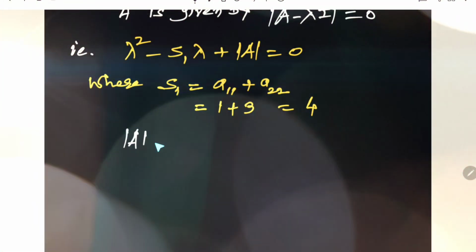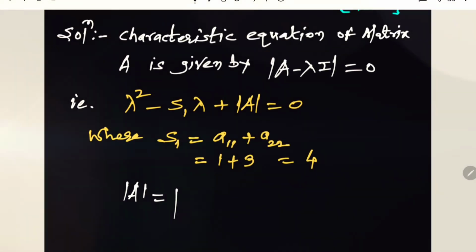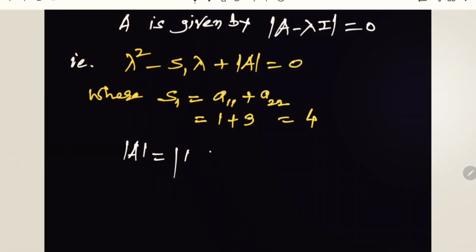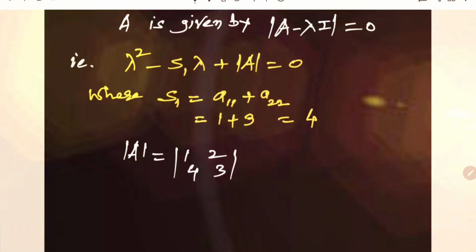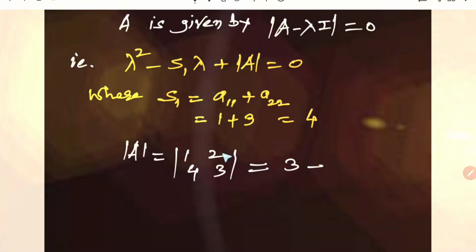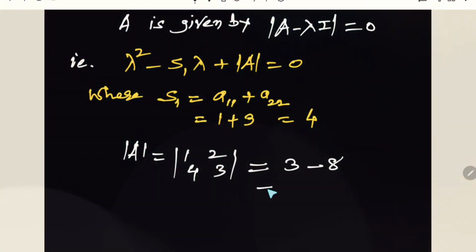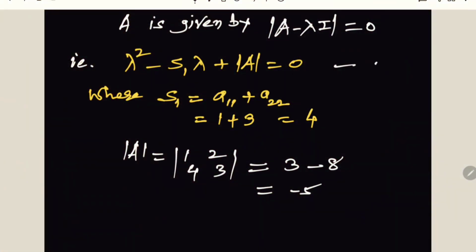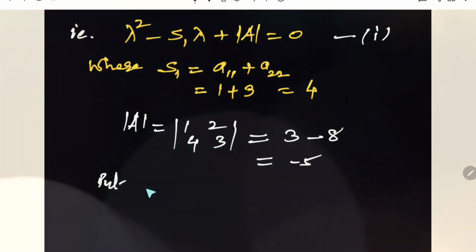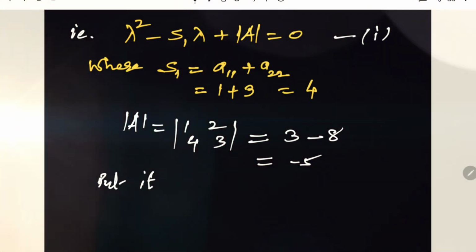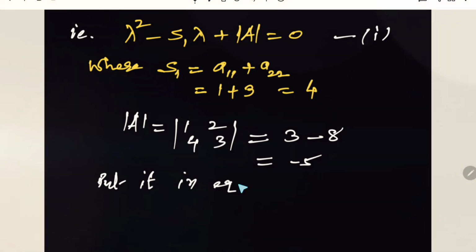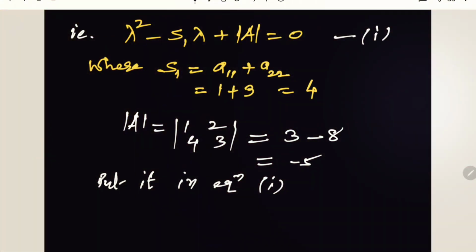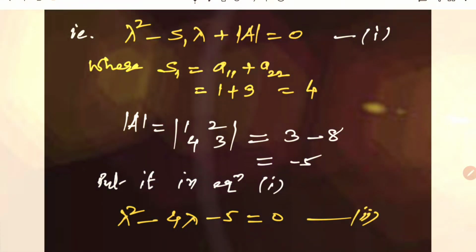Then determinant of A is nothing but the determinant of the matrix 1, 2, 4, 3. Evaluating as usual, 1 into 3 we get 3, minus 4 into 2 is 8. 3 minus 8 we get minus 5. And we substitute these two values in equation 1. Therefore we get lambda square minus 4 lambda minus 5 equals 0, equation number 2.